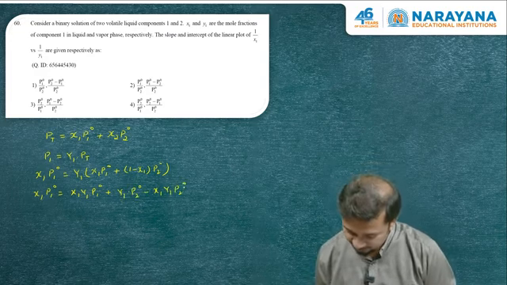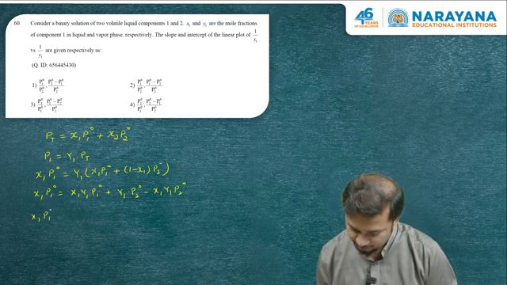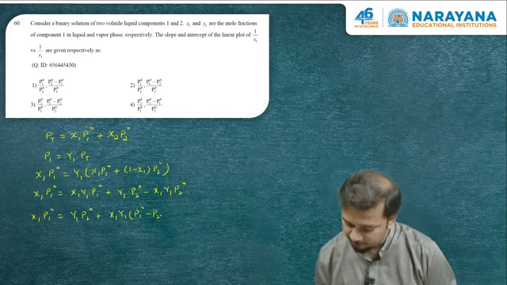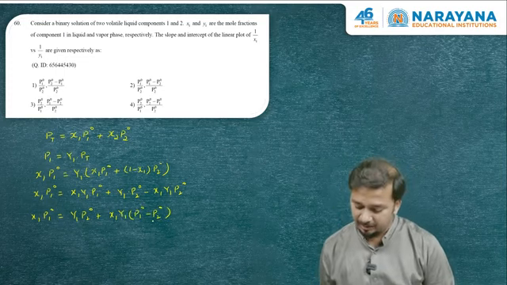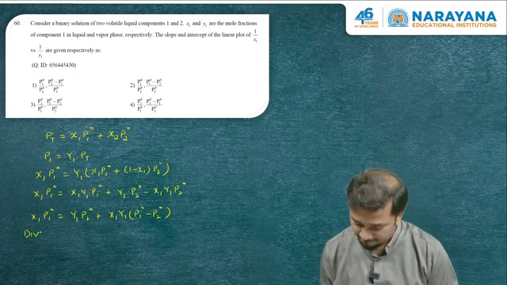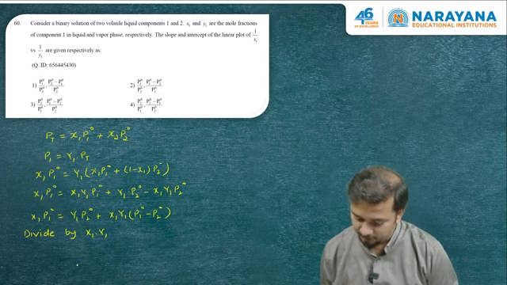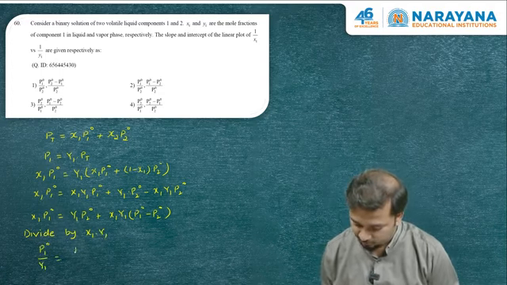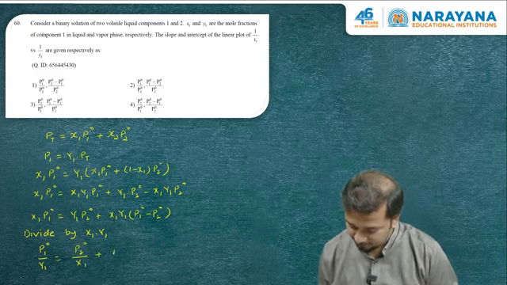If we rearrange, we will get Chi1 P1 naught is equal to Y1 P2 naught plus Chi1 Y1 times P1 naught minus P2 naught. Now, we have to divide it by Chi1 and Y1. Divide by Chi1 times Y1. So, it will become P1 naught upon Y1 is equal to P2 naught upon Chi1 plus P1 naught minus P2 naught.